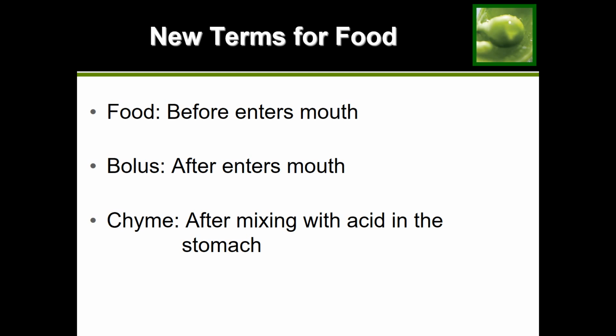In your stomach, we have digestive acid that we'll talk a little bit more about later on. And once the bolus enters the stomach, it's going to mix with this acid. So when it leaves the stomach, it will be a mixture of food along with the acid now. So we then call it chyme. So again, food is before it enters your mouth. When it enters your mouth, it's bolus. After it leaves your stomach, it's chyme.